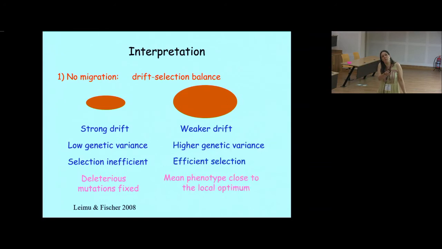But the populations that are next to those marginal populations are bigger. They have weaker drift, higher genetic variance, more efficient selection, so they have a mean phenotype which is closer to their local optimum. But their mean phenotype is actually closer to the optimal phenotype here than the mean phenotype here, because the mean phenotype here has drifted away, because drift is the most powerful force in those populations.